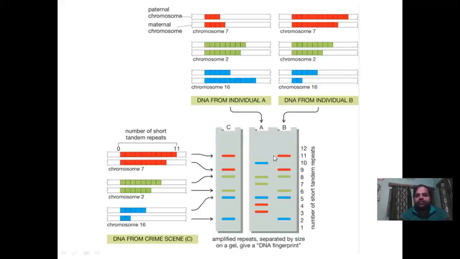On the basis of the size of the fragments cut using the molecular scissor or restriction enzyme, we can see that DNA shows different patterns. On the basis of pattern, we can compare. We can say that C is exactly matching with B. This kind of analysis is used to identify the DNA sequences during DNA fingerprinting. Thank you.